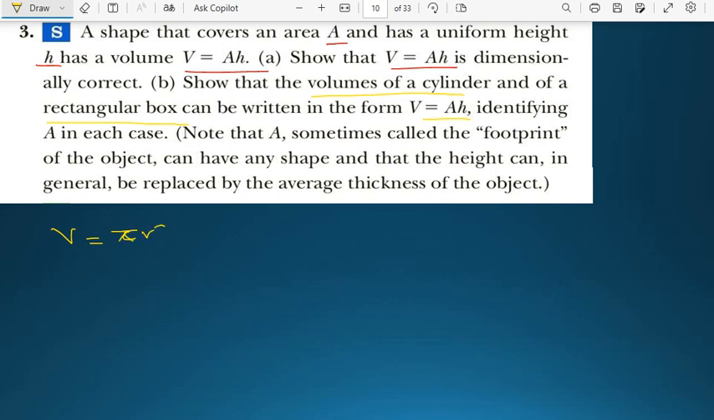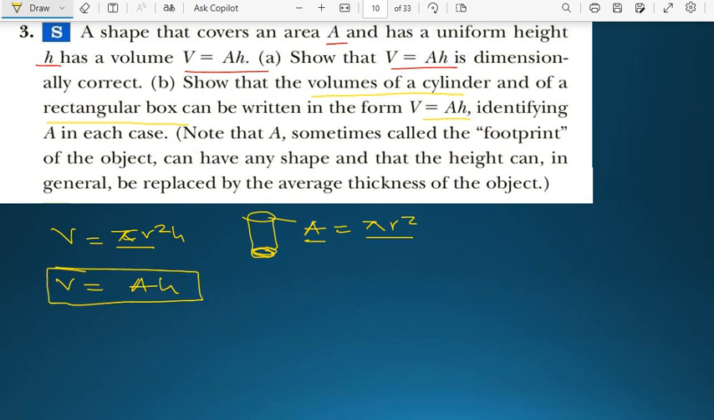pi r squared h. Now a cylinder, guys, has a base area of a circle, and the area of a circle is given by pi r squared. That means where there is pi r squared here, we are going to replace it by A. So we get A times h. You can see we have shown the volume of a cylinder like that.